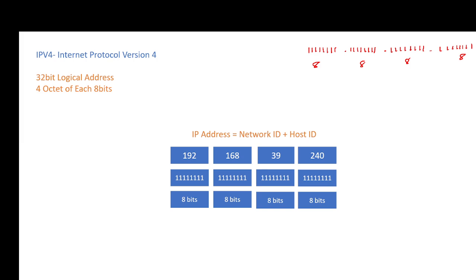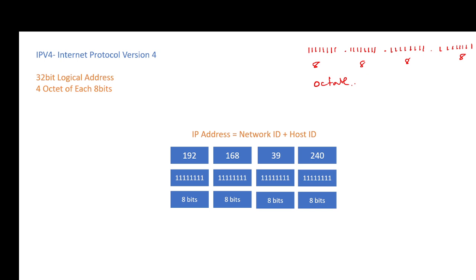So 8 is nothing but octa. That is why each group of 8 bits we call an octet. Why is it an octet? Because it has got 8 bits. Why have we given 8 bits? Because the total 32 bits we have segregated into 4 parts or 4 groups.